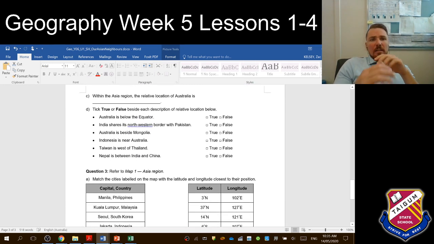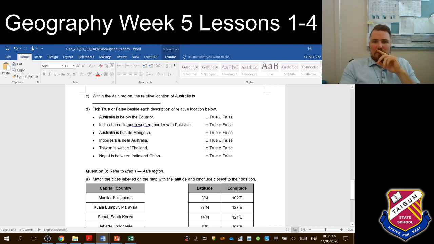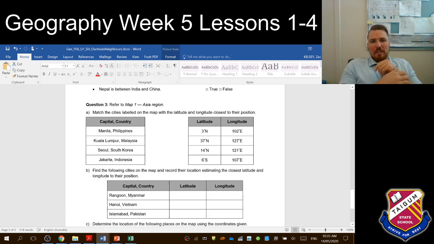Okay. D says, tick true or false beside each description of the relative location below. Australia is below the equator, true or false. India shares its northwestern border with Pakistan. Australia is beside Mongolia. Indonesia is near Australia. Taiwan is west of Thailand. And Nepal is between India and China. You just have a look at the map and it's a true or false answer.